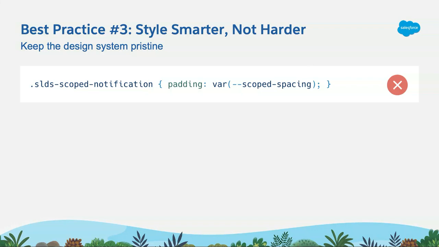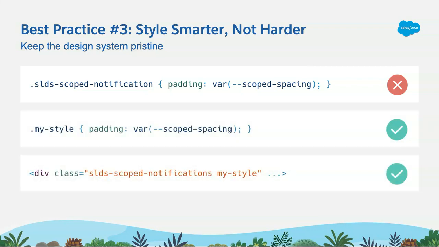A better way to handle this is take the styles that you want to add to the system, abstract them out into your own class, and add that class to the component that you're trying to affect. So in this example, we've created a MyStyle class, added the styling we were trying to add before, and added that to the actual markup of the component that we're looking to affect. This is way, way better. And an important advantage to this is when you're looking to update SLDS, your migration will be far less painful.